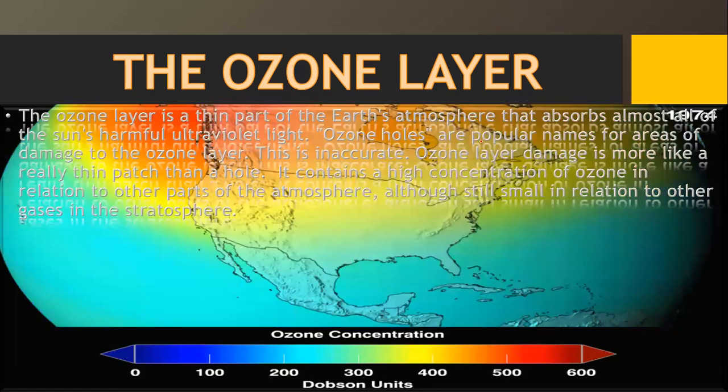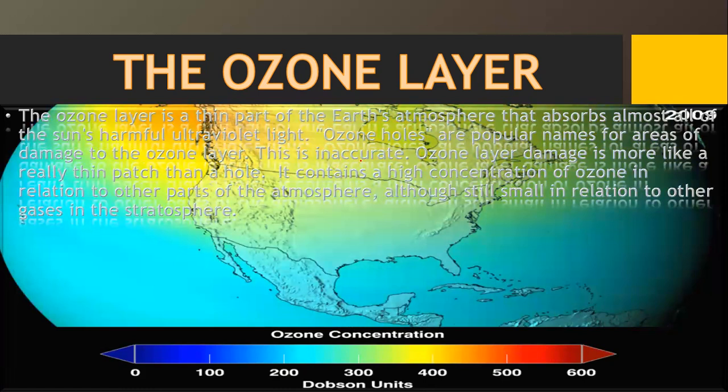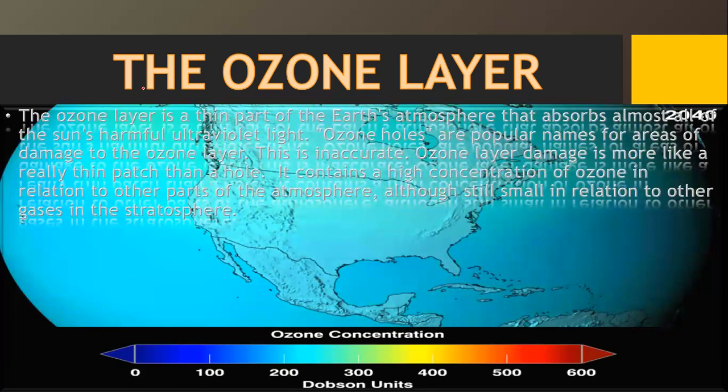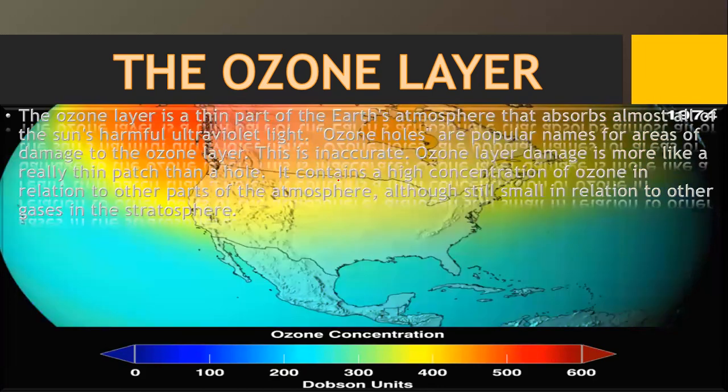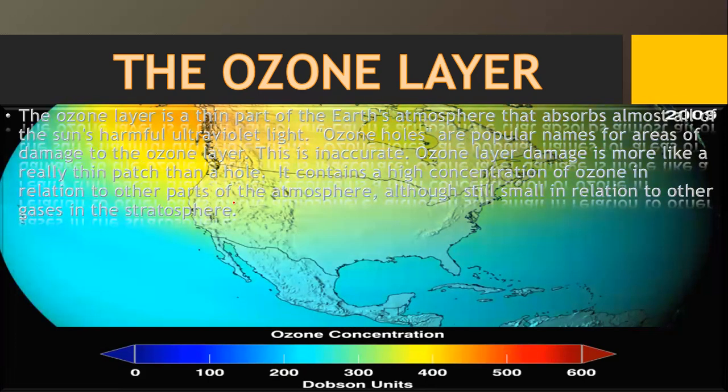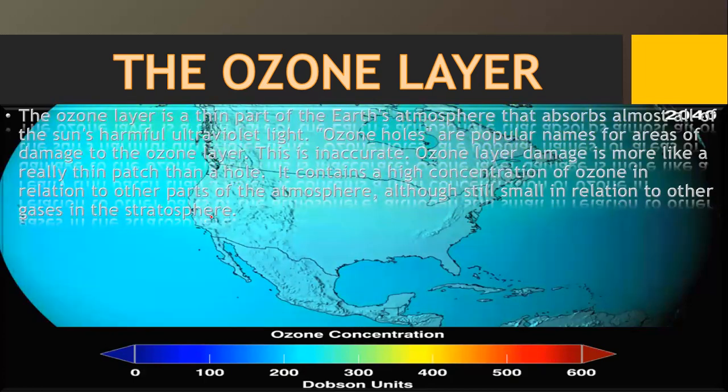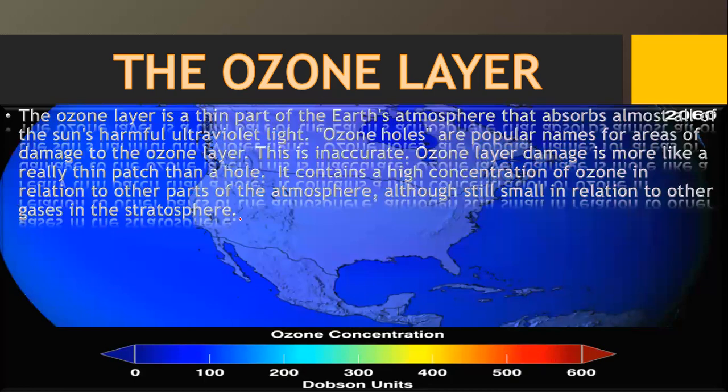Ozone holes are popular names for areas of damage to the ozone layer. To be accurate, ozone layer damage is more like a really thin patch than a hole. The layer contains a high concentration of ozone in relation to other parts of the atmosphere, although still small in relation to other gases in the stratosphere.